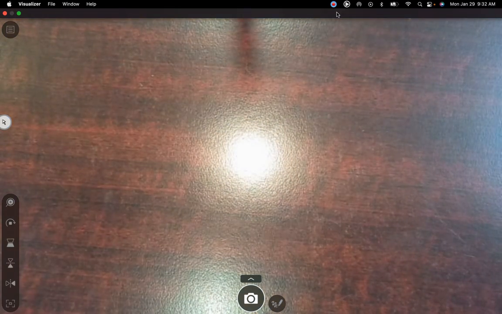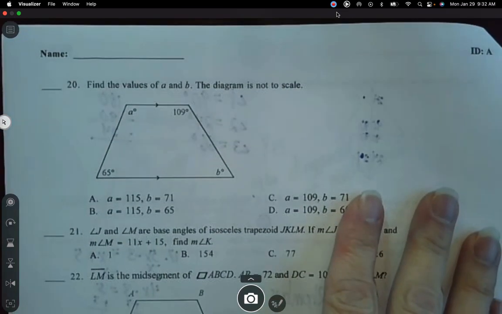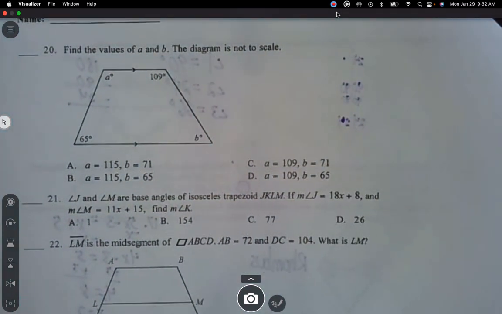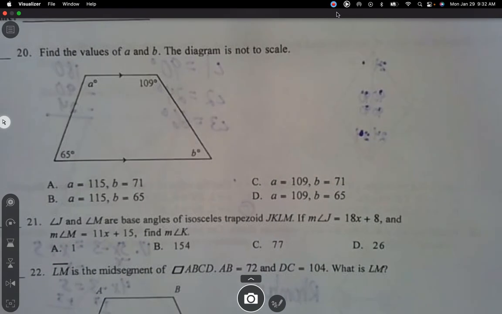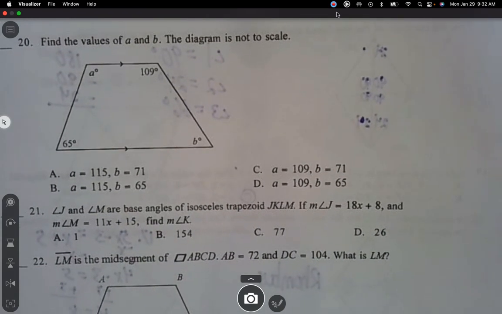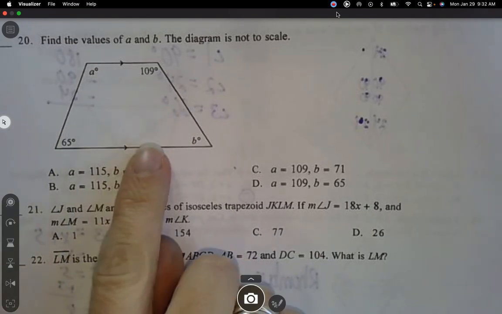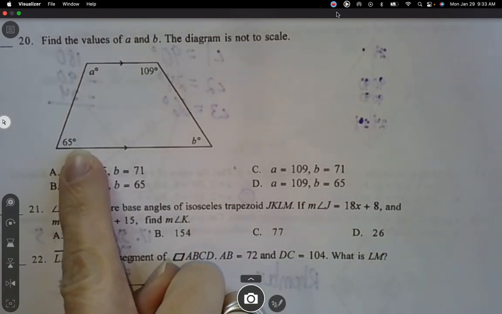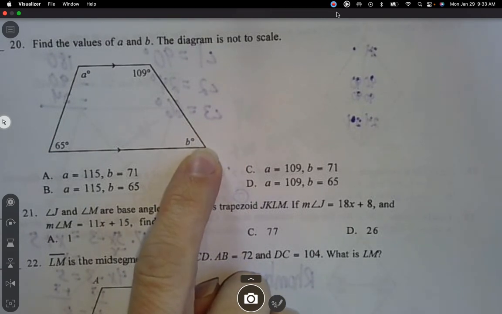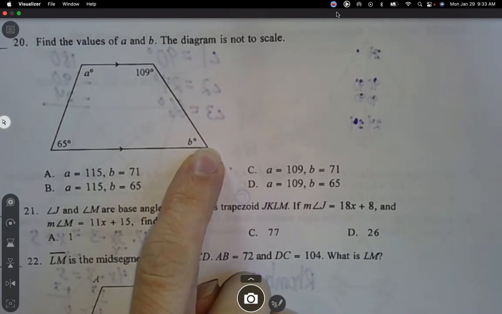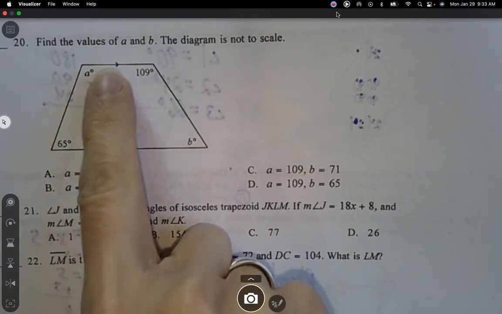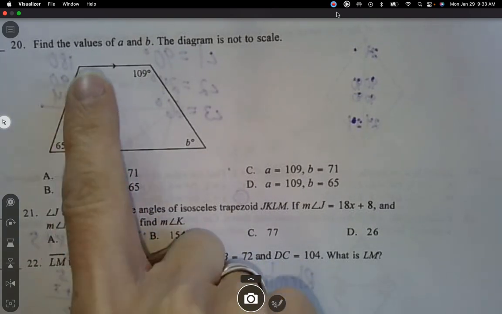Now, 20 is a trick. It does not say, look, we're on trapezoids, but it's not isosceles. Okay, so it's not isosceles. So because this one's 65, that one is not 65. It doesn't say it's isosceles. So how do I find this missing angle? What do these two add up to?